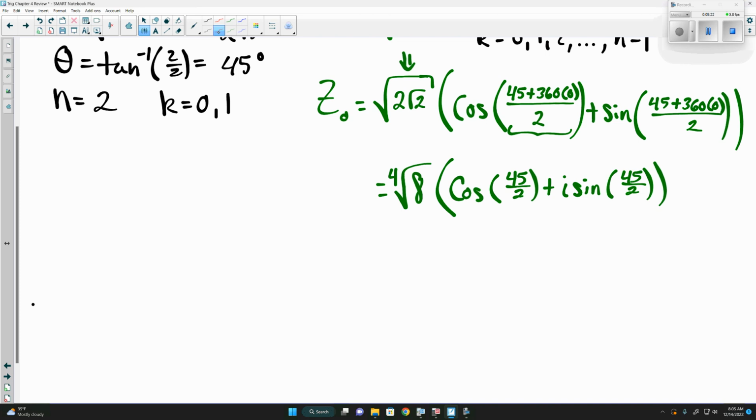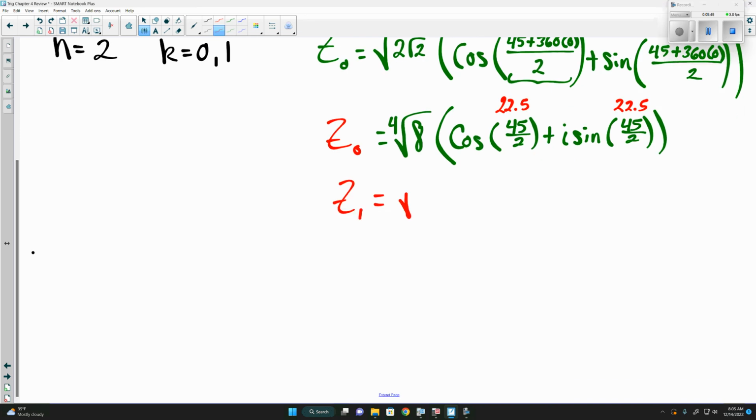Now, if you wanted to put 22.5 for both of those angles, that's fine. It's the same measure. And 22.5 is a nicer value than whatever cosine of 22.5 would actually be. So that's C0. That's our first one.